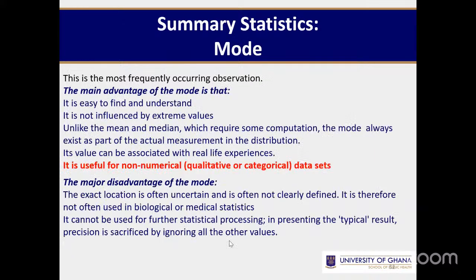The next one is the mode. It's easy to find, and the mode is the most frequently occurring observation. For example, if you are looking at the type of cars driven by people, the most appropriate measure is the mode. You cannot calculate the median car or the mean car, but the mode, which is the most frequently occurring type of car. And to be biased in my sense, I would say it is Toyota.